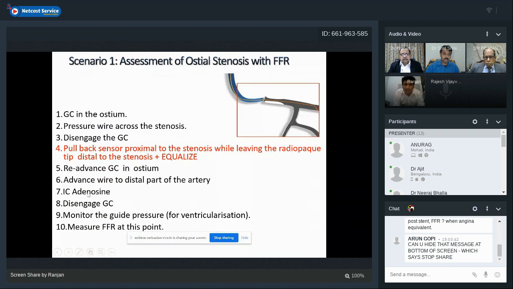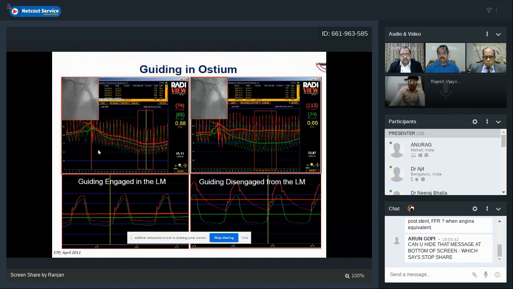So key point: equalize in the guide catheter, engage, give the drug, disengage, look at the monitor for the right measurement and measure FFR. Now this is how it looks. This was the guide which was engaged, and when it's engaged, the FFR looks normal. But when you disengage the guide, you realize that the distal pressure was actually low.